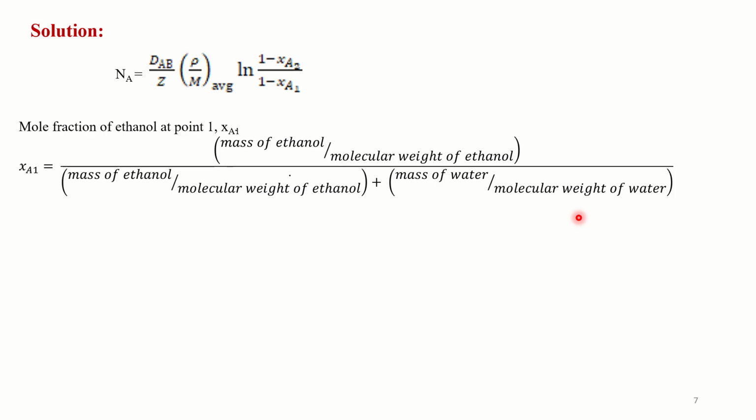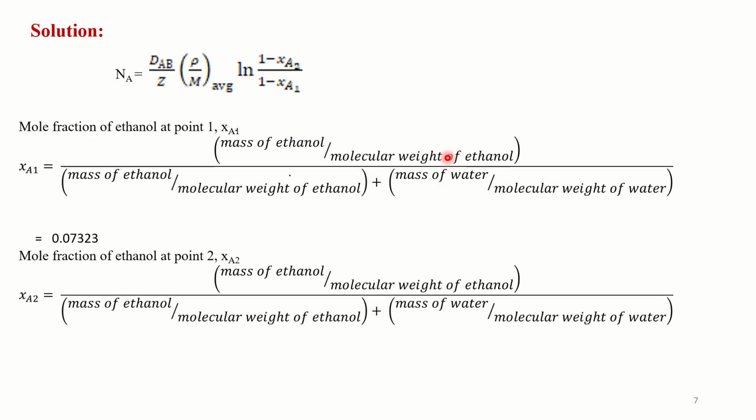So by using the weight of component A, I mean ethanol, and the weight of component B, water, and substituting in this formula, I'll be getting XA1. For the molecular weight of ethanol, you can make use of the molecular formula, C2H5OH, and from there you can find out its molecular weight. Using that, you calculate the molecular mass and substitute in the formula.